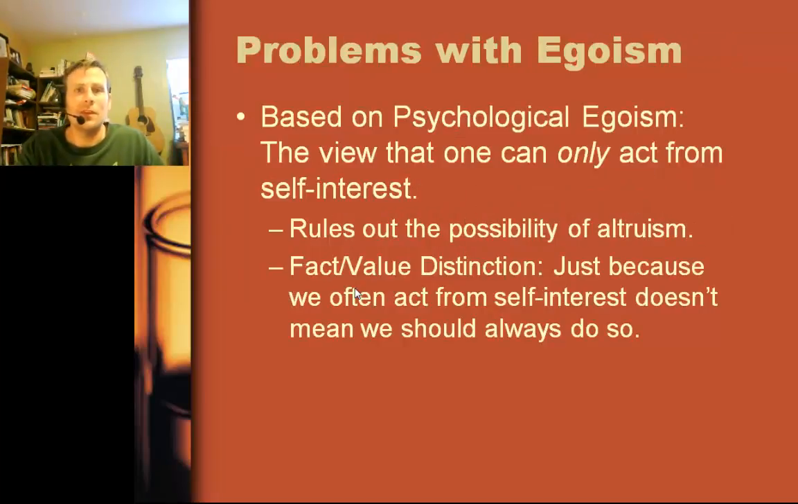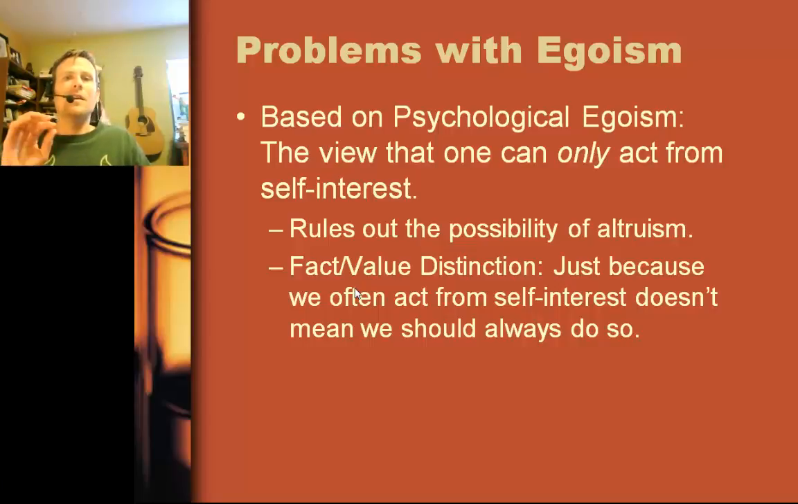Now, egoism's got some problems. The primary one is the root of it. Most people who think that egoism is the best moral theory hold that view because they believe a psychological fact. They believe that people can only act on self-interest. So a lot of people think every decision you make, every choice you make, every action you take is because you think taking that action is the best thing to do for you.